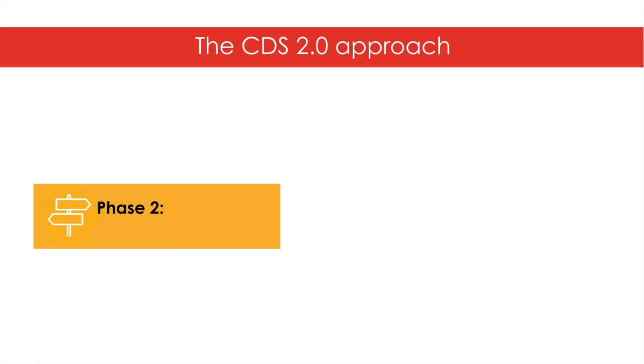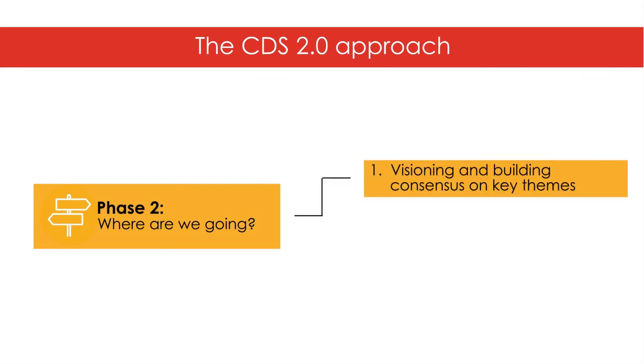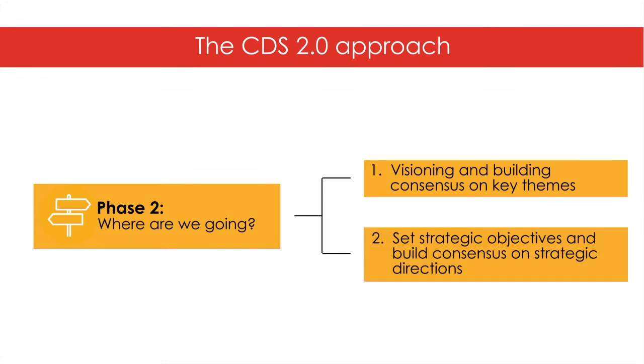Phase 2, where do we want to be? Phase 2 builds on the foundation of Phase 1. It uses the work done to form the basis of looking to the future. This is done at a broad level and then in more detail with the development of strategic objectives. Through an interactive visioning exercise, build consensus on the key themes and then set objectives for a multi-sector strategy and a multi-year budget. Also, design a user-friendly CDS strategy document. Time frame, months 6 and 7.